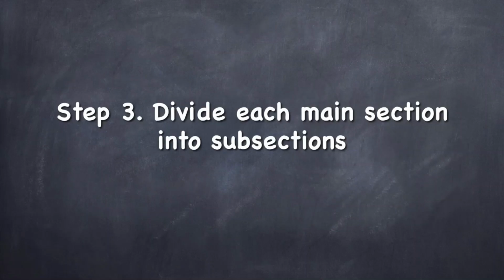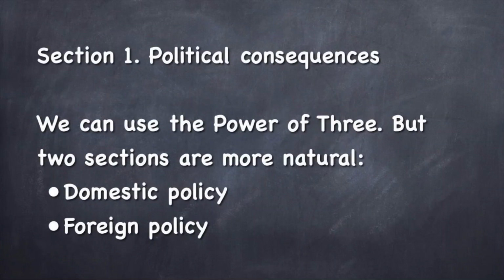Step 3 is divide each main section into subsections, and this will deepen the structure of our outline. So section 1, political consequences. Now we can use the power of 3 here again, but in terms of politics, it kind of makes sense to have 2 sections. Why? Because they could be about domestic policy and foreign policy. That's just logical.